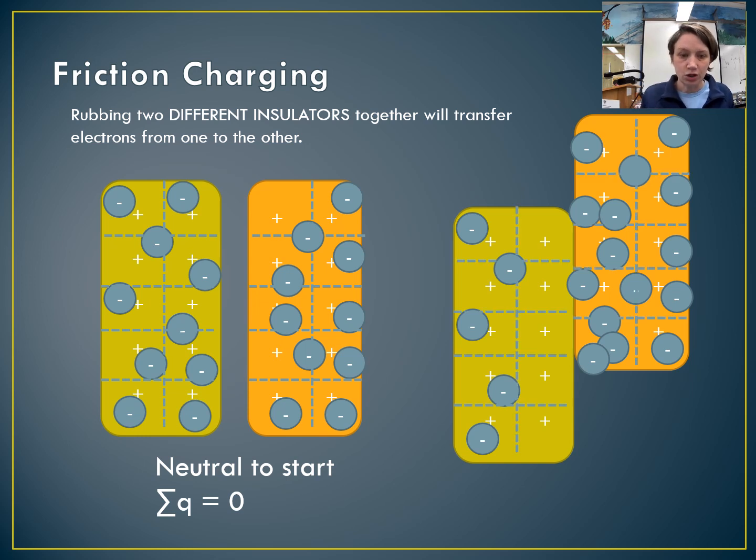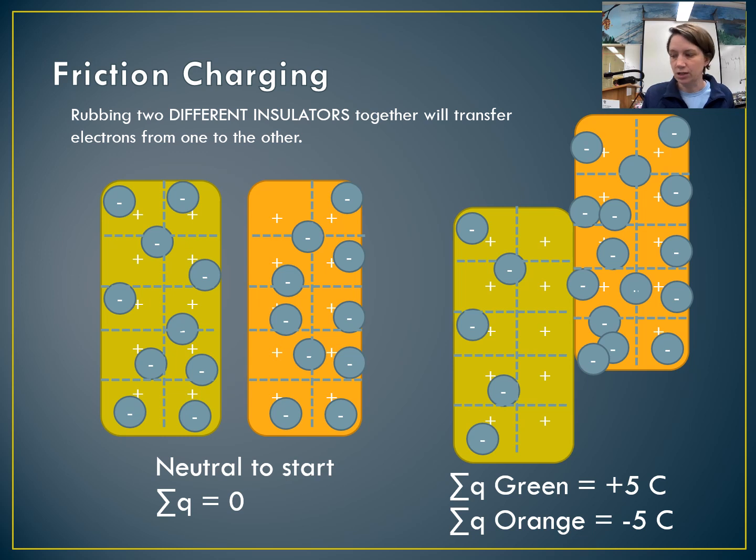And if you count up the charges of those things now, you'll discover that the green object now has 5 extra protons, and so it has a sigma q of positive 5. It got that way by losing electrons, not gaining protons, but it still has 5 extra protons. And then the orange object has gained those 5 electrons, so it now has a charge of negative 5 coulombs.